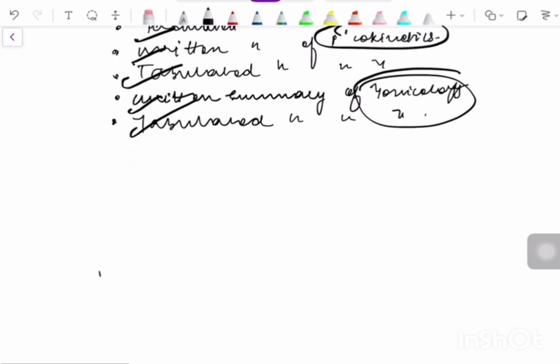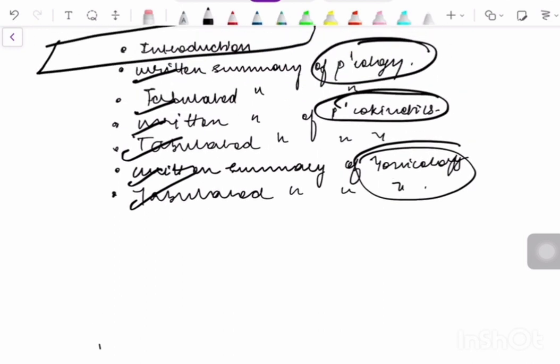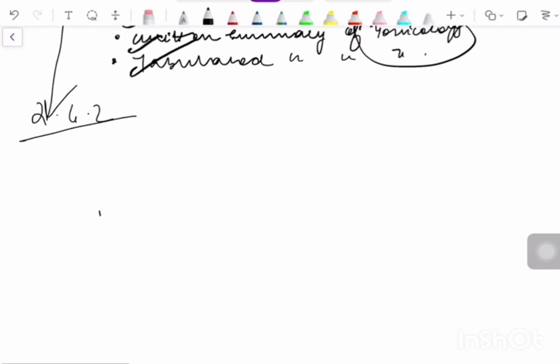Then comes the written summary of pharmacology, which is this one, the second one. So that is the section that is covered in 2.6.2. 2.6.1 is about the introduction. 2.6.2 is about the written summary of pharmacology. So within the pharmacology written summary, how should the data be arranged? In 2.6.2.1 you should write about the brief summary.